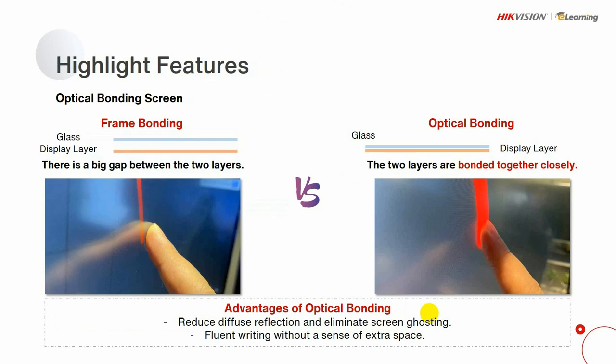Before we get into the key features of our products, let's focus on some great design of our flat panel. We use optical bonding for our panel. The difference between it and traditional frame bonding is that the 2 layers of optical bonding are bonded together more closely. So it can reduce diffuse reflection, eliminate screen ghosting, and provide you fluent writing without a sense of extra space. Okay?